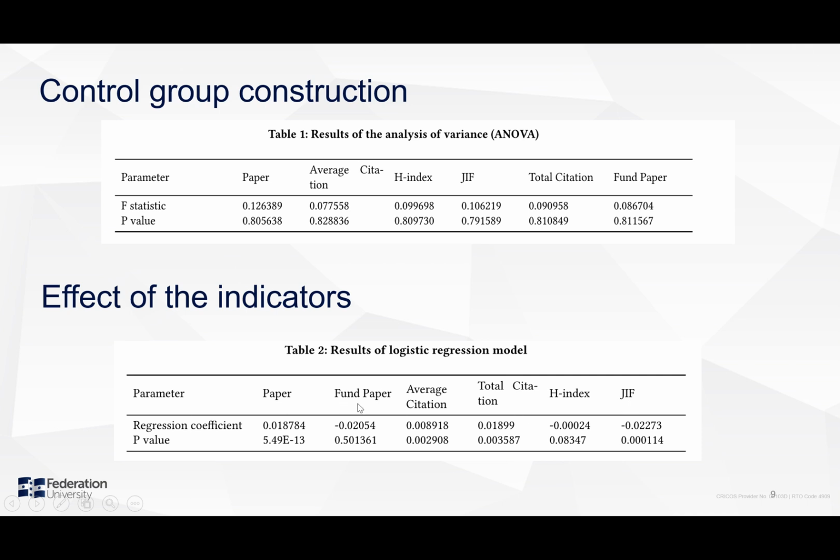The number of found papers and each index have no significant relationship with the award results because the p-value is more than 0.01.